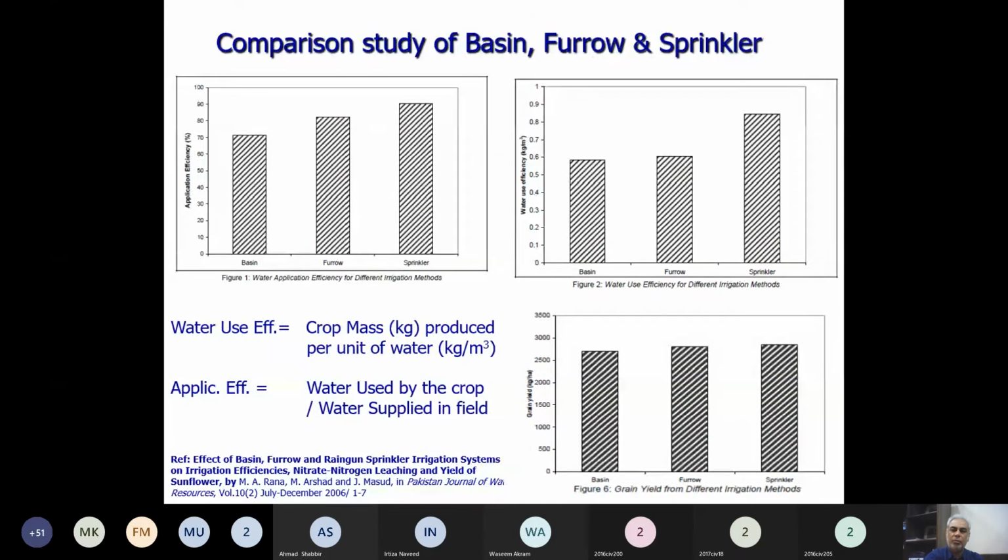Comparison of these methods: furrow method, basin method and sprinkler method with respect to water application efficiency. If you see, an experiment was carried out in Faisalabad on a sunflower crop. They made the experimental plots, same crop, same season, same area, but these three plots were installed with three different methods. We can see that the efficiency of the sprinkler method reached up to 90%, while the basin method resulted in an application efficiency of 70%, while the furrow method reached up to 80%. So other efficiency rates can also be seen from here.